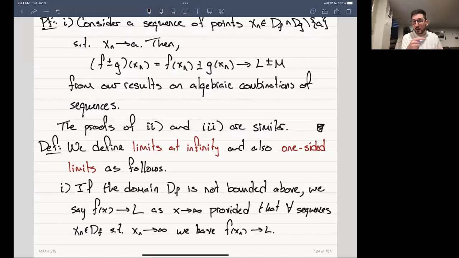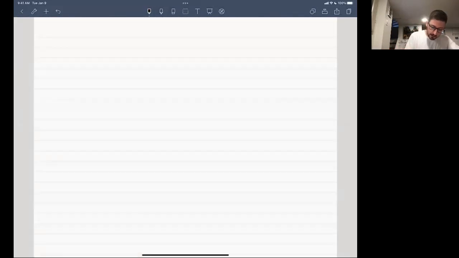You can do the same thing for minus infinity. I'm not going to bother with it because you are smart. You're watching this. You understand that. You can just flip around and put the minuses in here. You just need to know that you're not bounded below in this case, right? You can go all the way to the left. Similarly, let's do the one-sided limit case.